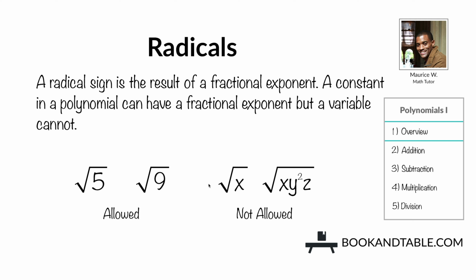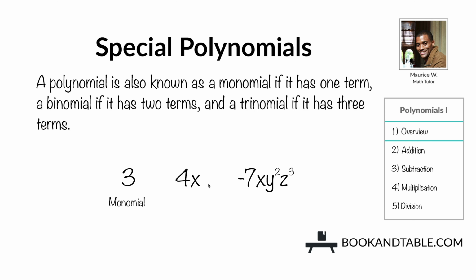Variables cannot be in the denominator, and variables cannot have fractional exponents. If so, then that term cannot be a part of a polynomial. So you will not see any expressions with these types of terms throughout this chapter. Now there are some special polynomials that you will see frequently. A polynomial is also known as a monomial if it has one term.